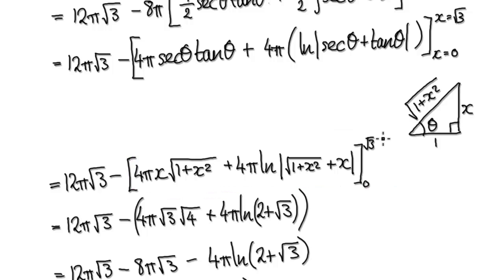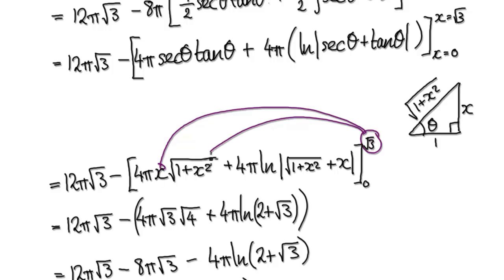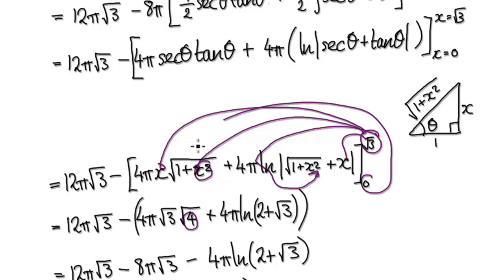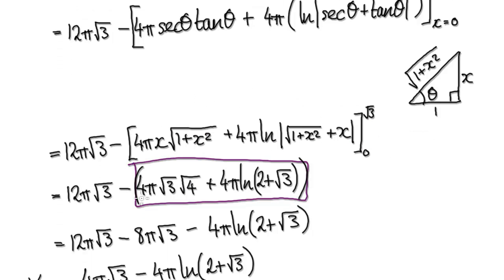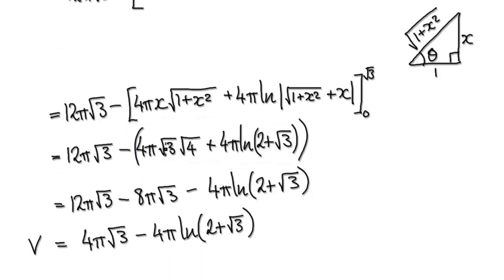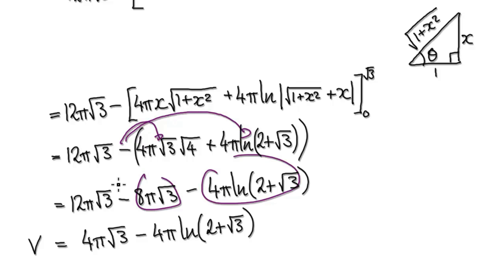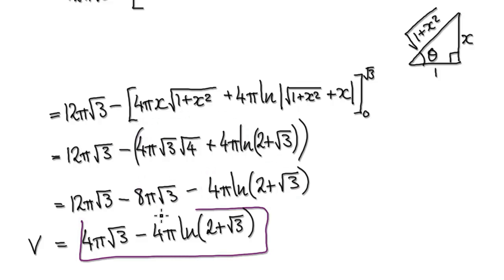So now put root 3 into here. Put root 3 into here. So root 3 squared would be 3 plus 1 would be 4. That's why you've got this 4 here. And then put root 3 into here and into here, and put 0 into here and into here, and so on. So this whole thing here will then become this thing here. Okay, and then now it's just a matter of tidying this up. This will then become negative, and then this will become negative. That will then give you this, and then so on. Your final answer would be this thing here. Okay.